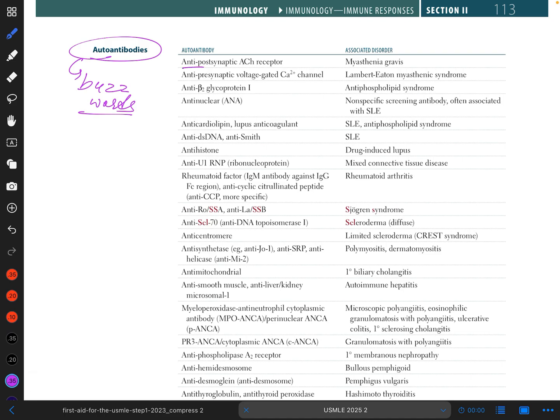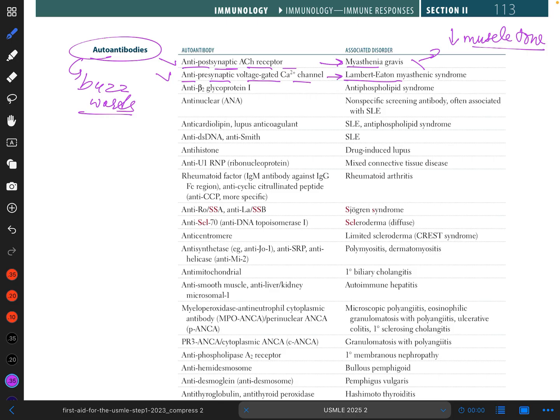For example, the first antibody is anti-postsynaptic acetylcholine receptor, which is associated with Myasthenia gravis, and anti-presynaptic voltage-gated calcium channels, which are associated with Lambert-Eaton myasthenic syndrome. In both diseases, there will be decreased muscle tone or weakness, lethargy, and the presentation may be the same, but the important thing that differentiates both diseases is the autoantibodies.